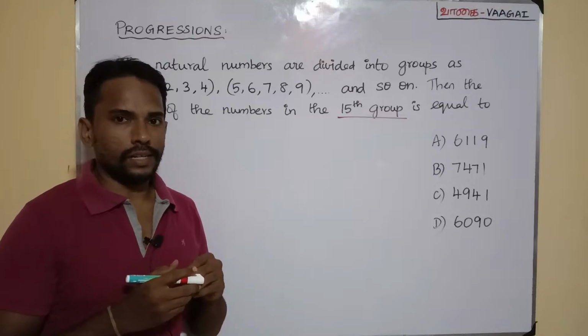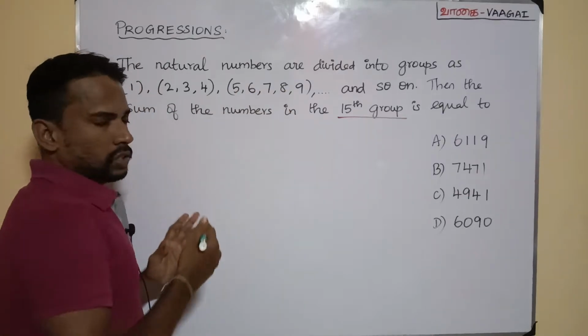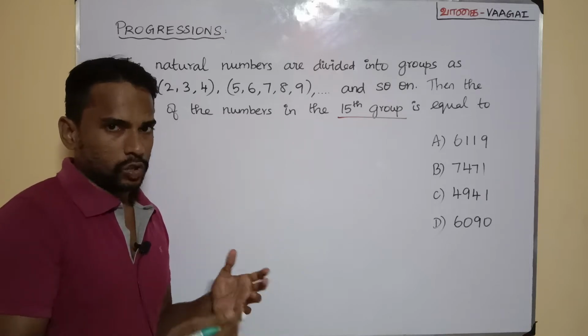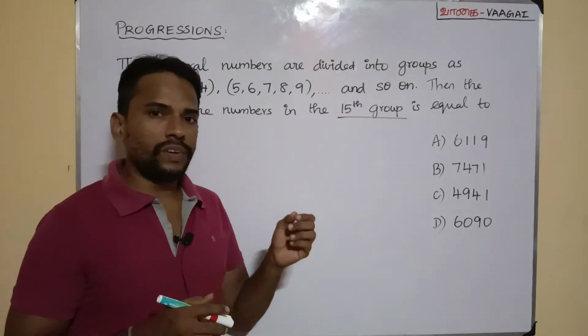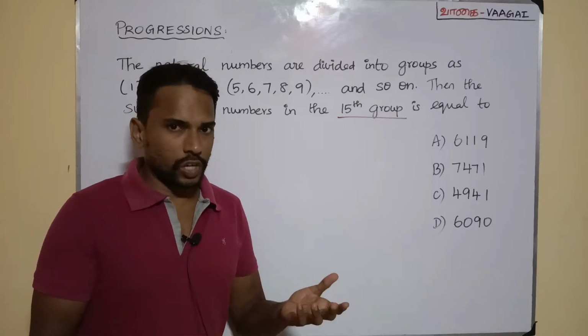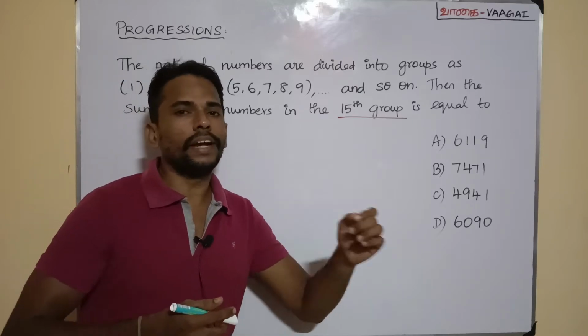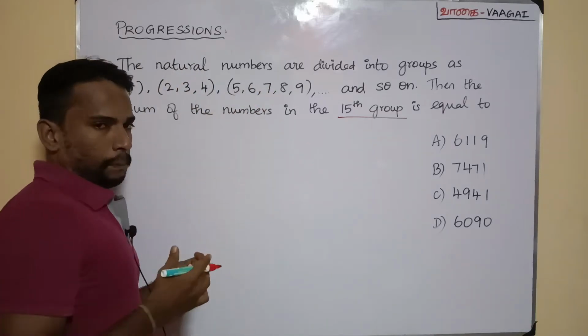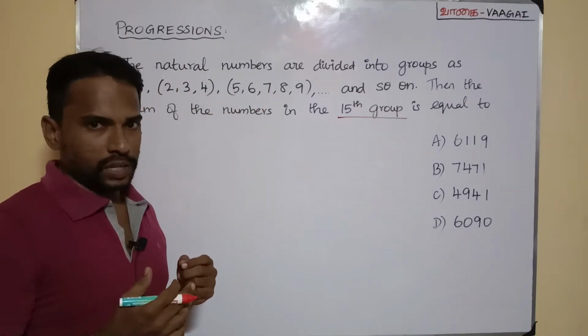All these groups contain only consecutive natural numbers, and in that case the 15th group will also contain consecutive numbers. It will start from which number and end with what number, that is what we have to find. Now just look into the pattern and make some observations.